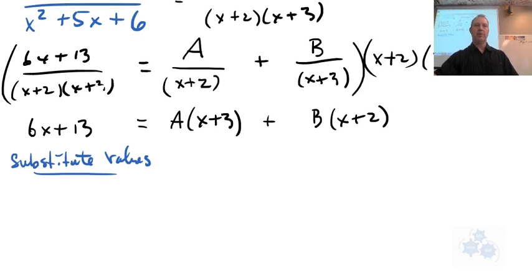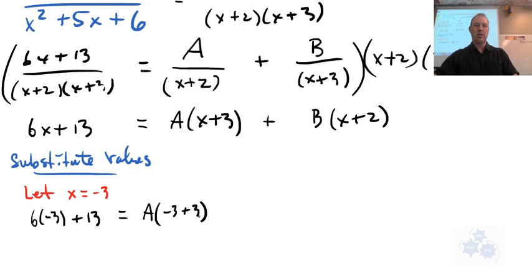So what would happen to this if we let x, and we're going to just substitute different values for x, what if we let x equal negative 3? Okay, what would that look like? Well, we'd have 6 times negative 3 plus 13 equals a times negative 3 plus 3 plus b times negative 3 plus 2.